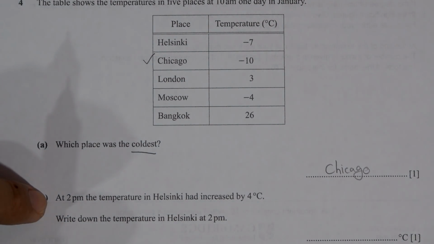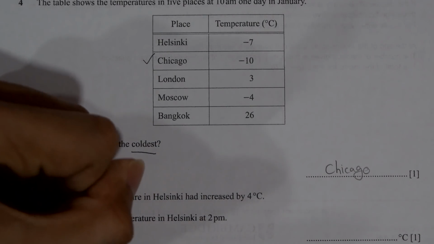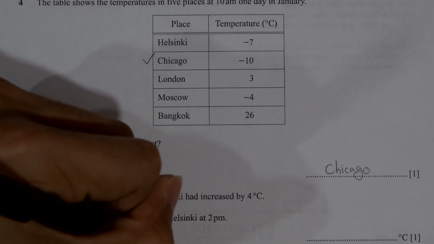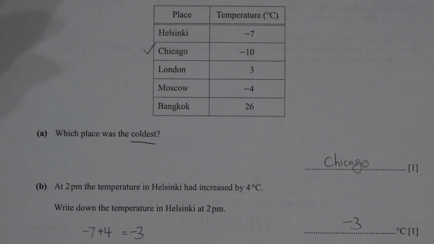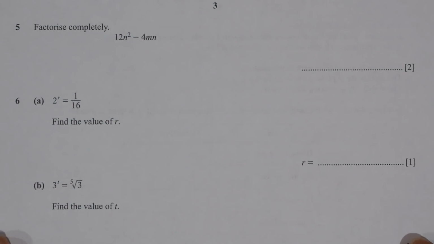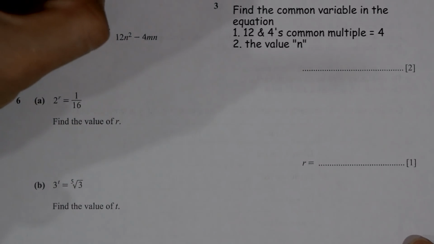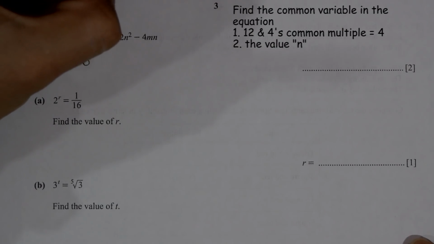So as for the following question, it's negative 7 plus 4, then you get negative 3. So next, factorize completely. So 4 and 12 has a common multiple of 4, and both of it has n. So you take out 4n from the entire question and you get the answer.